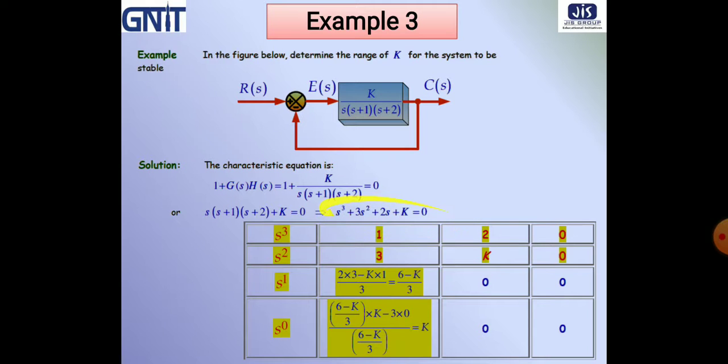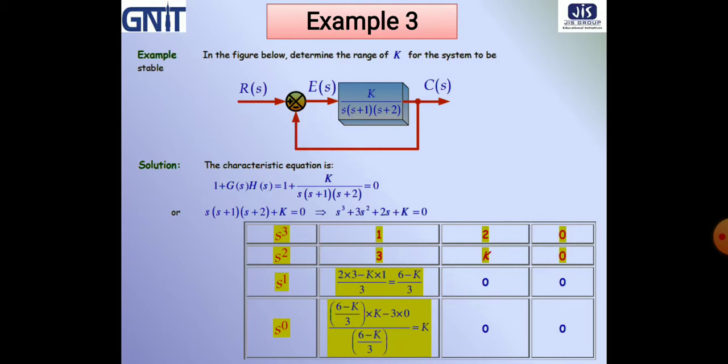Taking this characteristics equation, just form the Routh array. The highest power of s is s cube, so we start with s cube by taking the coefficients 1 and 2, and for s square 3 and k. For s to the power 1, multiply 3 into 2 minus k into 1 divided by 3, that is 6 minus k by 3. For s to the power 0, multiply 6 minus k by 3 into k minus 0 into 3 divided by 6 minus k by 3. That will result in k.